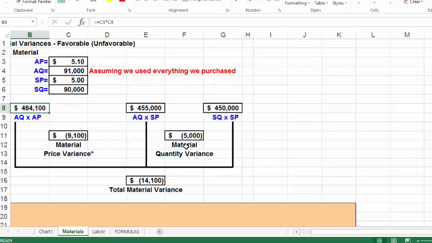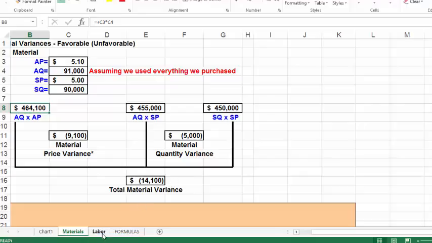Like if we were using 3 tires instead of 2 tires to make a bicycle, that's not good. We're using too much. So the material quantity variance is actually unfavorable as well, an unfavorable variance of 5,000. Now that we have 2 unfavorable variances, if we add these 2 together, we will get the total material variance. You'll also notice that if you take the difference between these 2 products, you will get your total material variance, 14,100 unfavorable. And that's all you need to do for part 3.